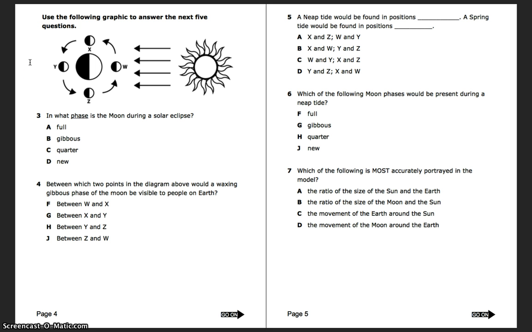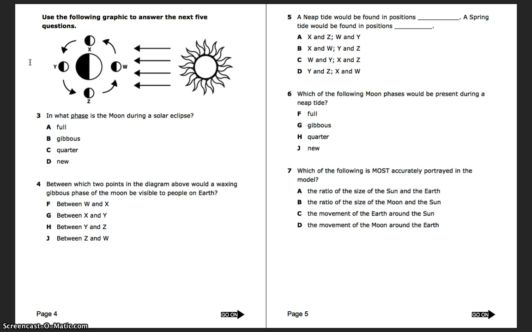Number 4. Between which 2 points in the diagram above would a waxing gibbous phase of the moon be visible to people on Earth? F, between W and X. G, between X and Y. H, between Y and Z. J, between Z and W.